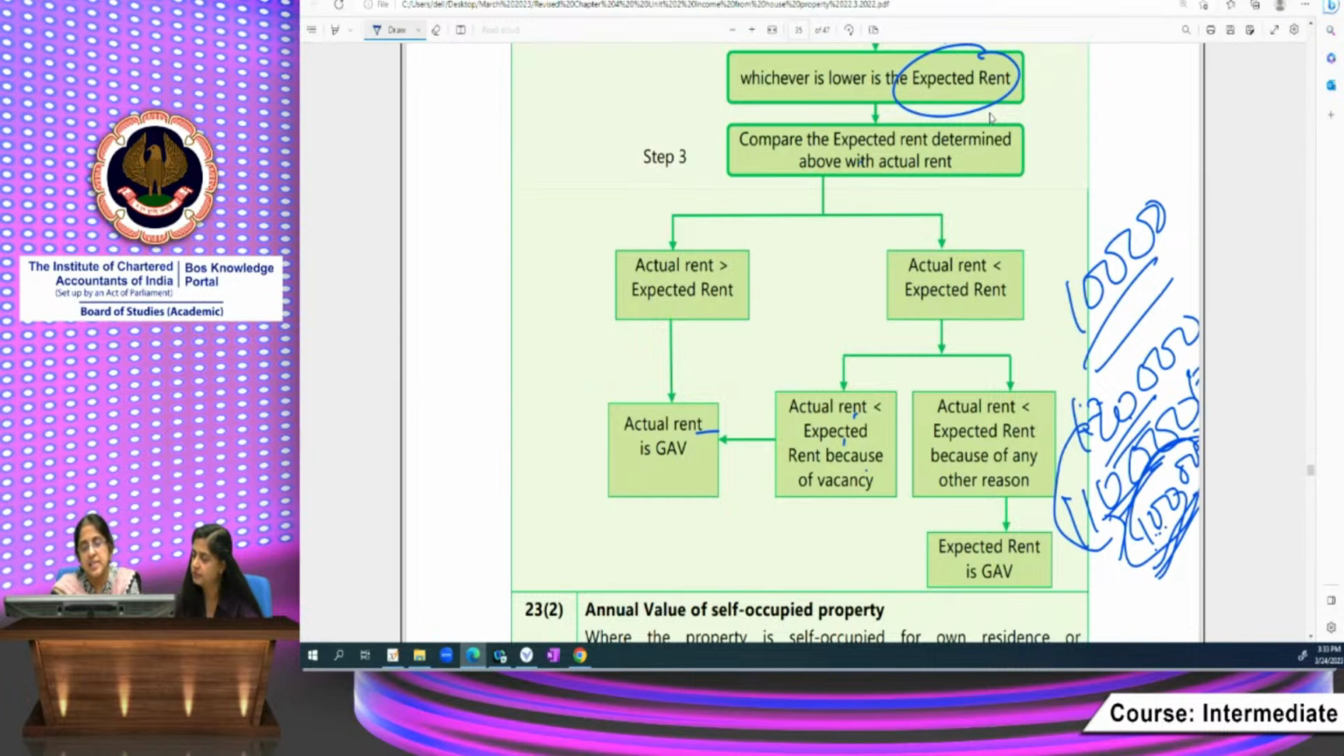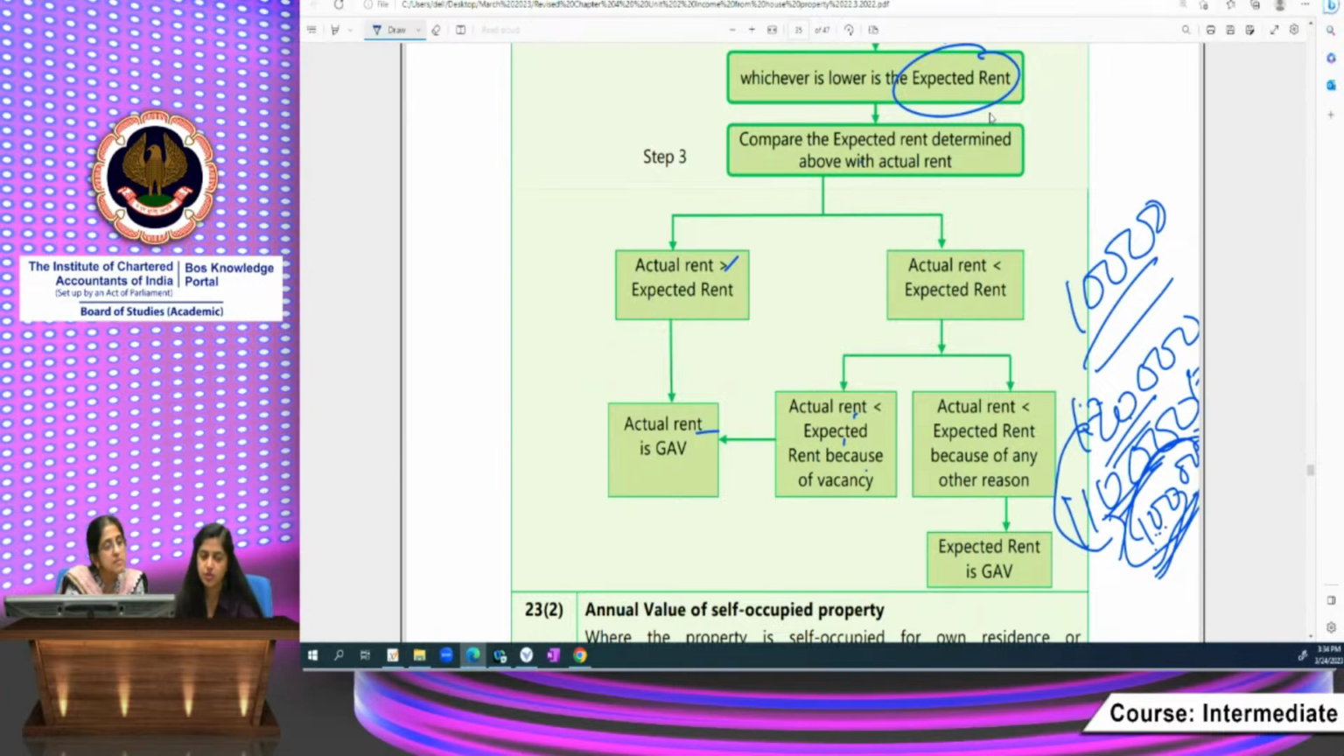If actual rent is lower than expected rent because of any other reason, then the normal rule will apply. Actual rent or expected rent, whichever is higher, will be the gross annual value. I hope this is very clear.